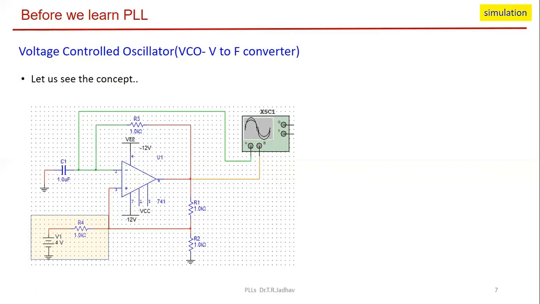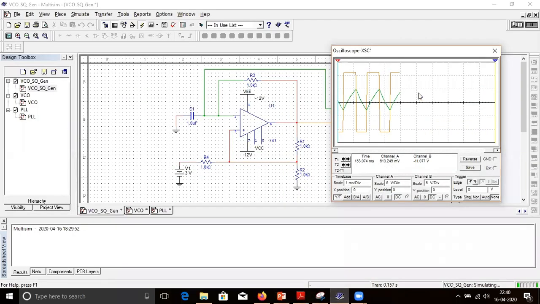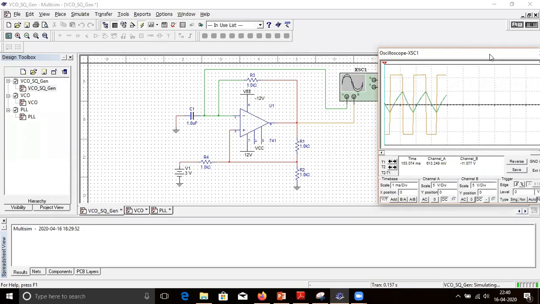So before explaining this slide, I just want to show the simulation so that you will understand the concept of VCO better. So let us move on to the simulation. So here you can see the same circuit. For time being, I am just removing this connection. So let us remove this connection.